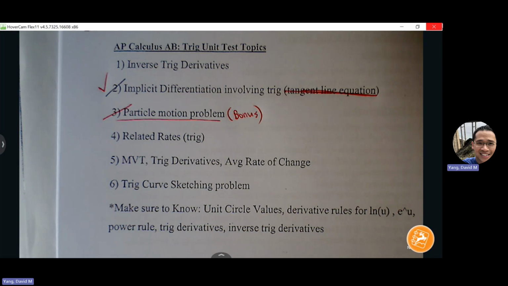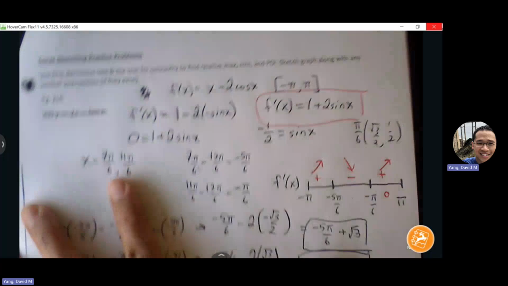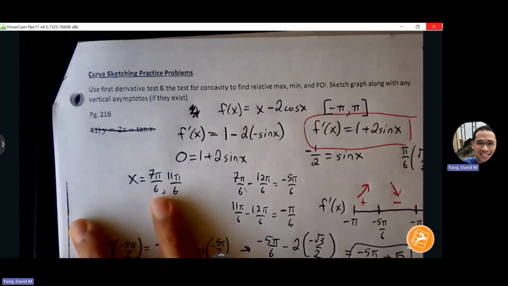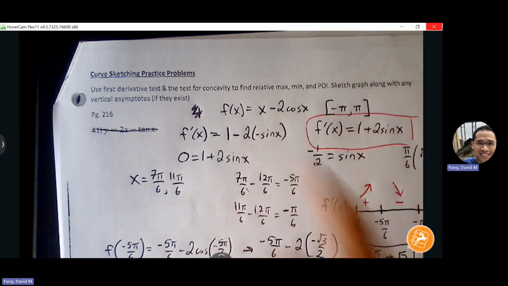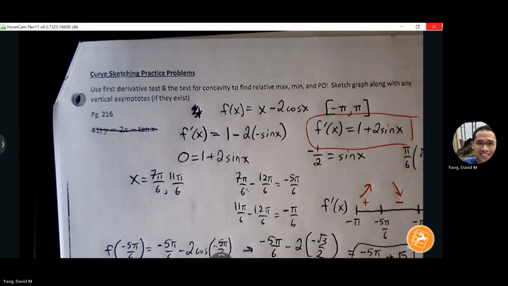So, okay, remember the problem that we started yesterday, but we didn't finish? Let's go ahead and do that first. So page 11, I crossed out the 2x minus tangent x, and we started with the x minus 2 cosine x.